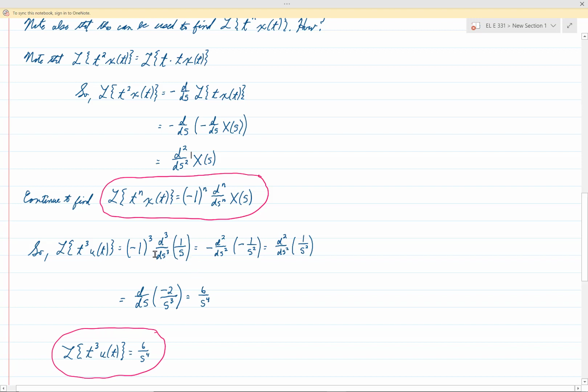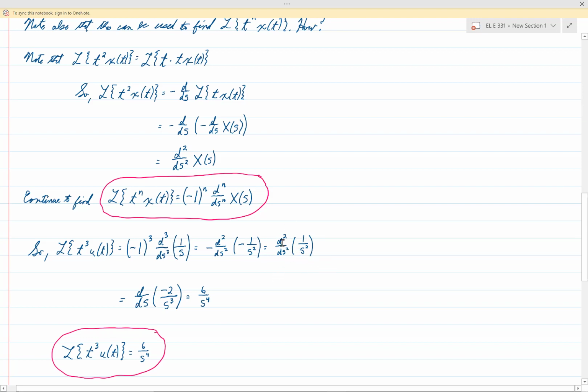And so this negative 1 cubed gives us just a negative 1. And then the third derivative I'm going to write as the second derivative. I'm going to keep two derivatives out, but then I'm going to go ahead and take one derivative and operate on 1 over s. And the derivative of 1 over s is minus 1 over s squared. This minus can come out and combine with that minus to give us a positive. And so we're left with just d squared ds squared of 1 over s squared.